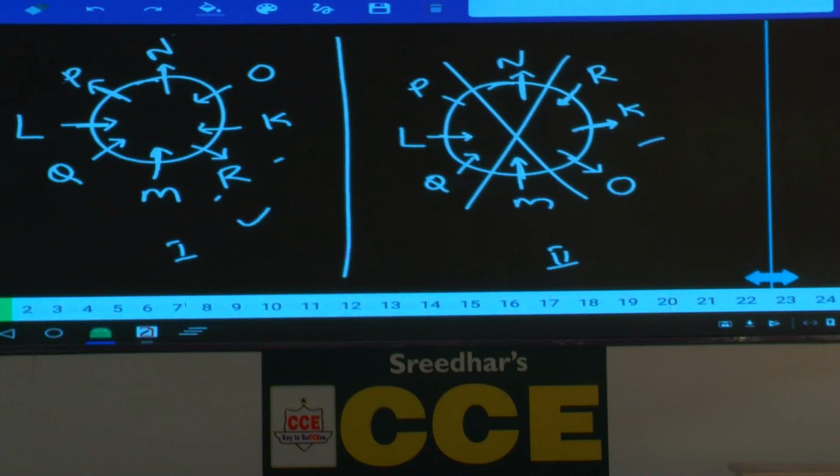Which one of the following is the odd man out? Four of the following means K. K is towards the center, L is towards the center, M is also towards the center, O is also towards the center, R is away from the center. Except R, in the remaining choices the remaining 4 persons are towards the center, and this R is away.